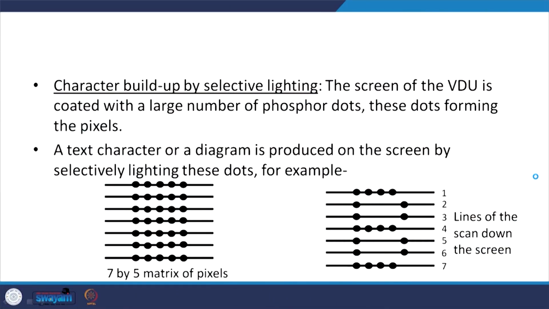The next, let us look at the build-up of characters by selective lighting. The screen of the visual display unit is coated with a large number of phosphor dots, and these dots form the pixels. A text character or a diagram is produced on the screen by selectively lighting these dots. For example, here say we have a 7 by 5 matrix of pixels, so I have 1 to 7 rows and say 1 to 5 columns over here. I can get a character by lighting the different pixels, I can get the character say B over here.